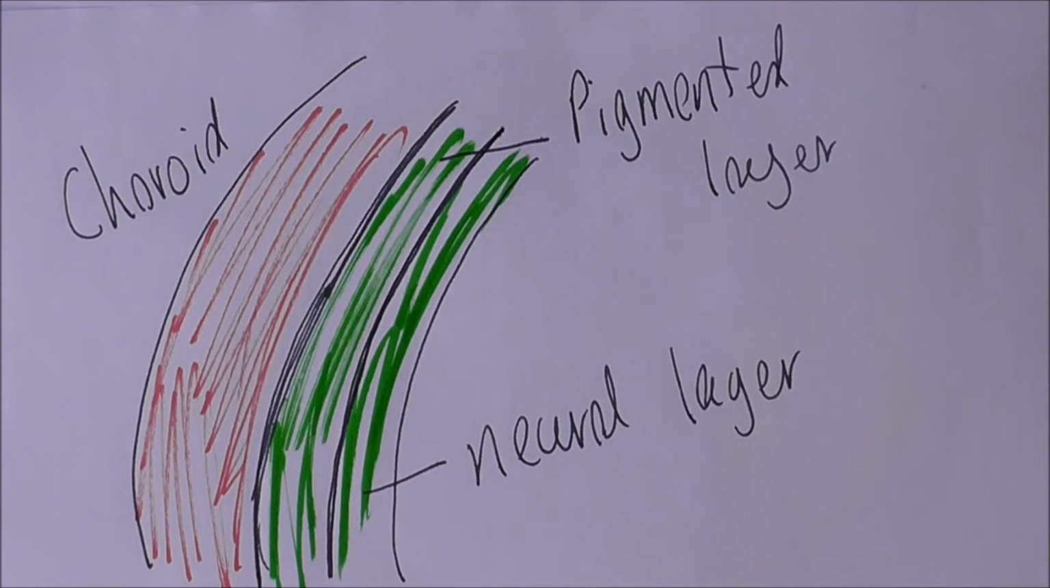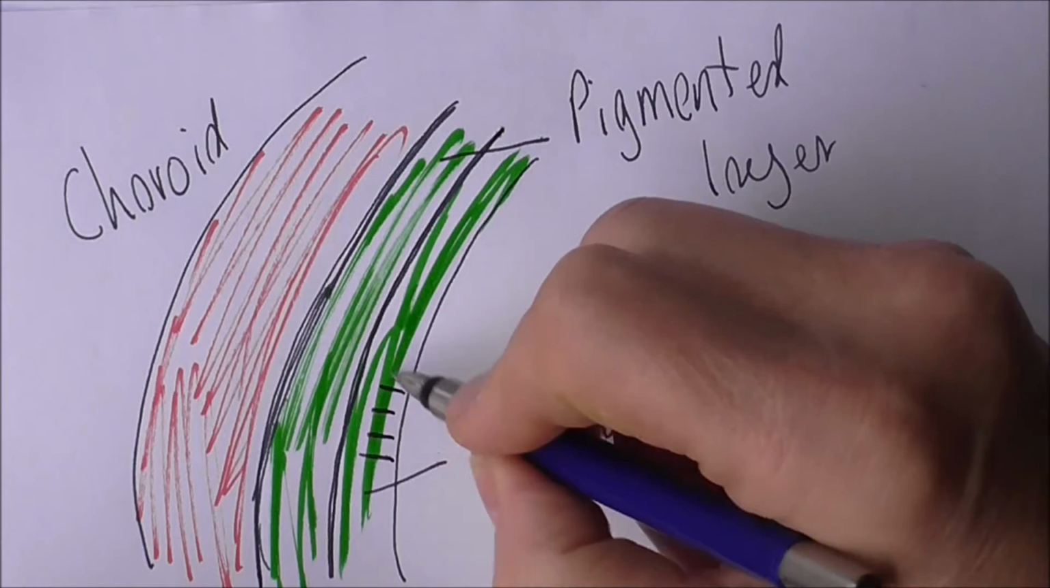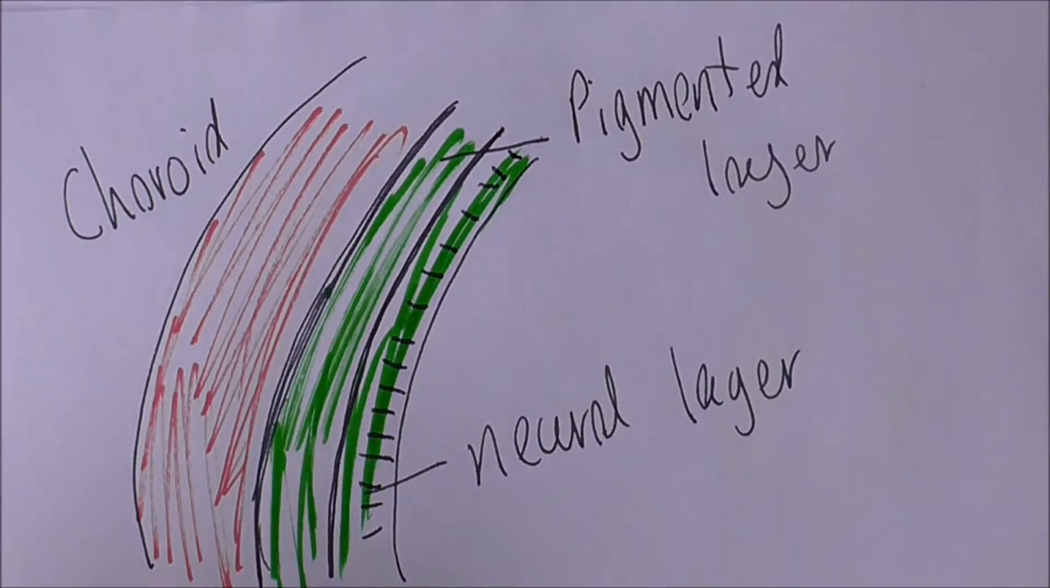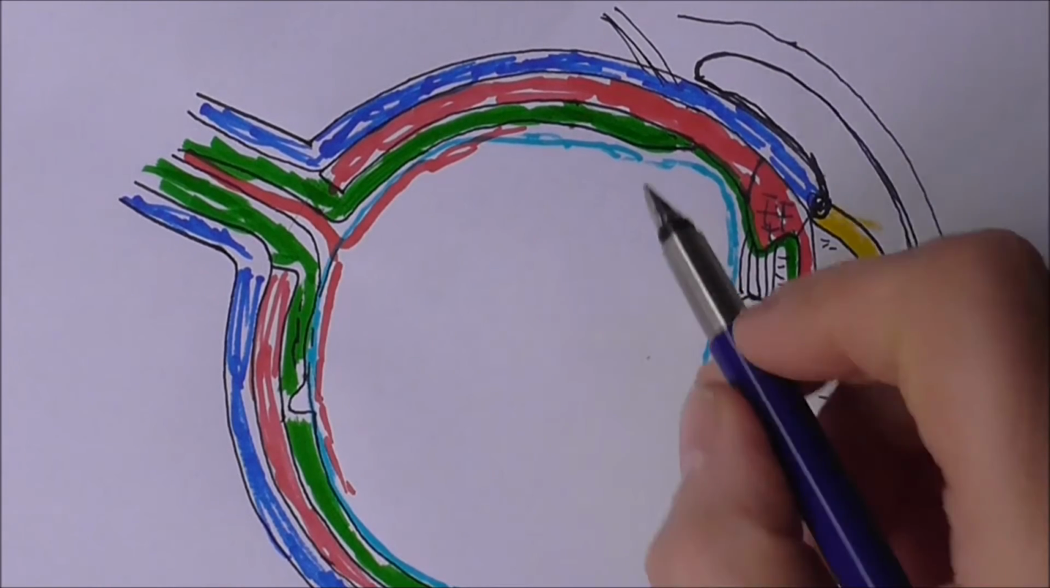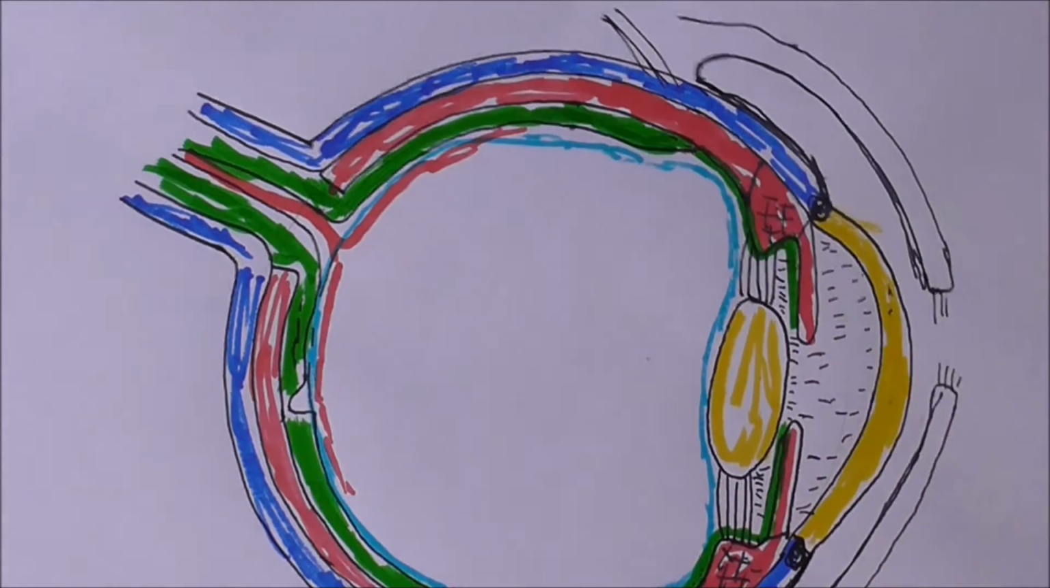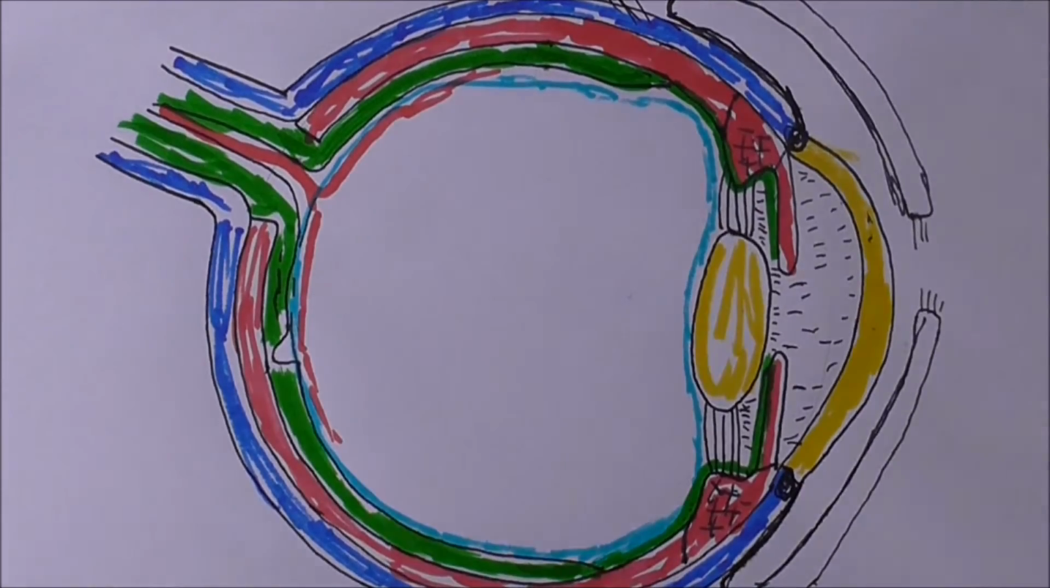Now the inner neural layer is the visual or the optic part of the retina. This is where all the light sensitive cells are located that take part in this process of transduction, lining the posterior 3/4 of the eyeball. So this is all the visual retina here, lining the back of the eyeball.